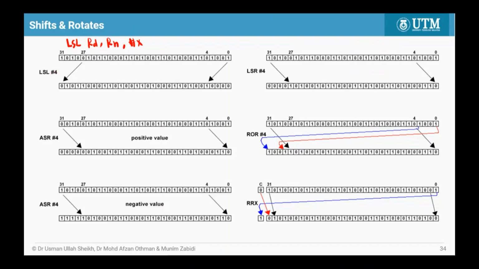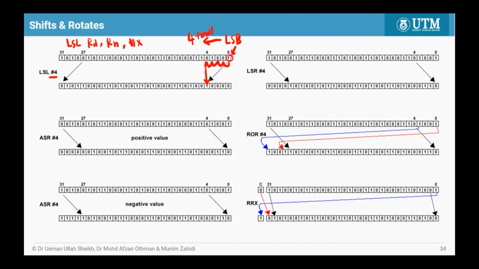Since this is LSL, it means that you are going to shift the bits to the left, 4 times. Since we are shifting to the left, we start from the LSB, which is bit number 0, and shift it to the left 4 bits. Started with bit 0, then you shift to the left 1, 2, 3, 4. Then you copy this number here and it becomes here.